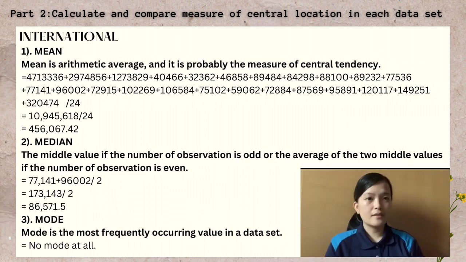456.167.42. The next step, we calculate the median by summing the two middle values of the international airline dataset and divide the answer by 2. The median for the international airline dataset is 77141 and 96002, then plus 8 divided by 2. So we can get the answer median for international airlines is 86571.5. The last step, we find the mode. However, in the international airline dataset, there is no mode at all because every number of the dataset occurs only once.